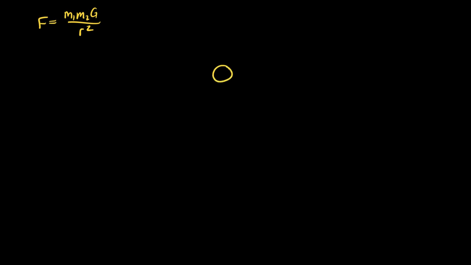I have two objects, mass 1, mass 2, separated by a distance of r. They currently experience a mutual force of attraction of 20 newtons. By what factor do I have to change R for them to experience a force of 10 newtons?